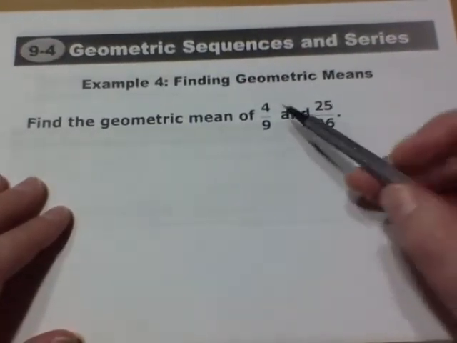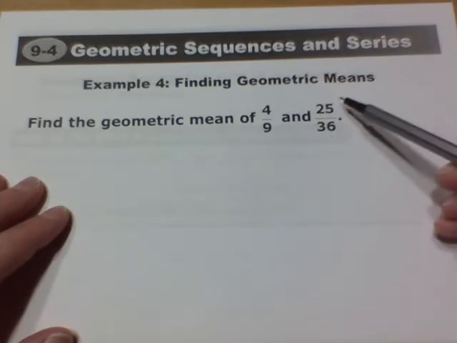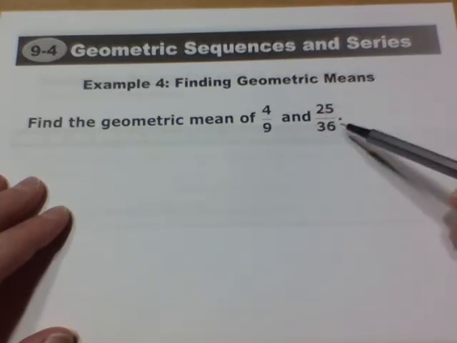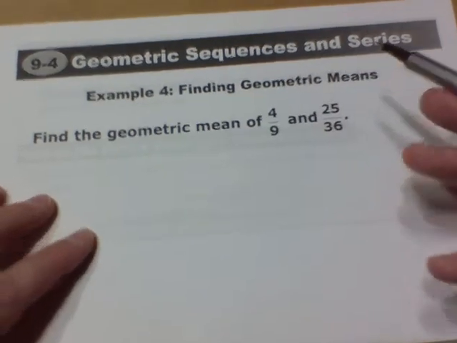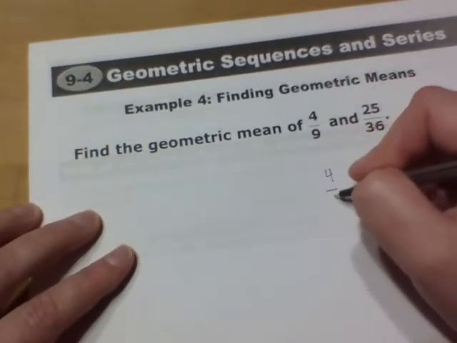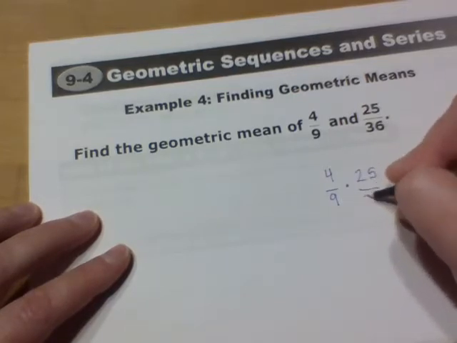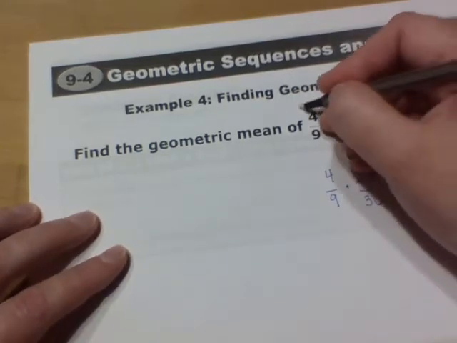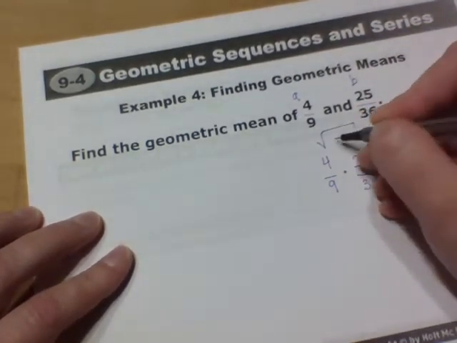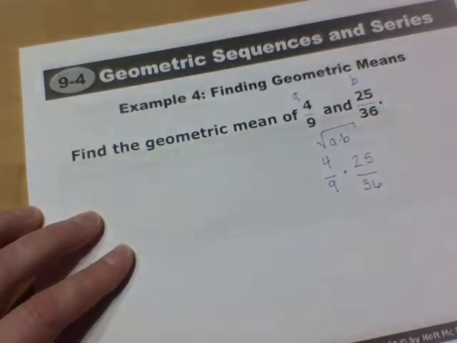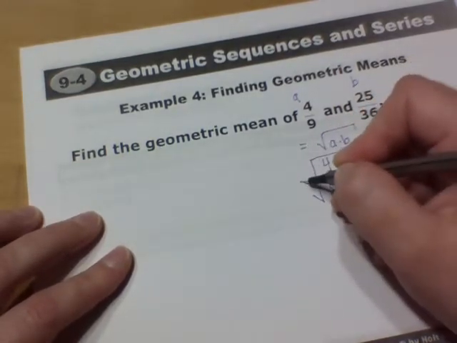So, for instance, let's say that we had a sequence that had 4/9, a missing term, and then 25/36. In order to get the geometric mean, to get the middle term, we would take 4/9 and multiply it by 25/36. Again, the whole idea is that this is your first term, this is your second term, and the geometric mean takes both of them and multiplies them, but then also square roots the answer.